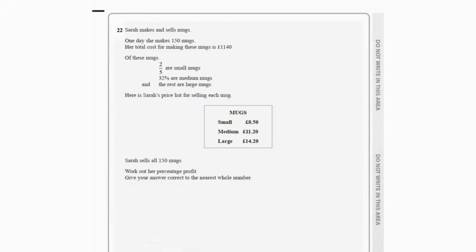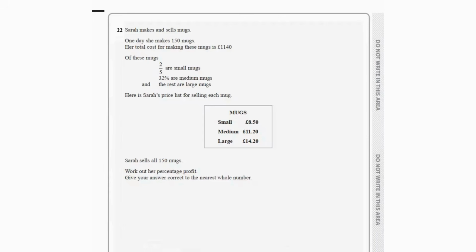Question 22 says Sarah makes and sells mugs. One day she makes 150 mugs. The total cost of making these mugs is 1,140 pounds. Of these mugs, 2/5 are small mugs, 32% are medium mugs, and the rest are large mugs. Her price list for selling each mug is that small is 8.50 pounds, medium is 11.20 pounds, and large is 14.20 pounds. Sarah sells all 150 mugs. We have to calculate her percentage profit.